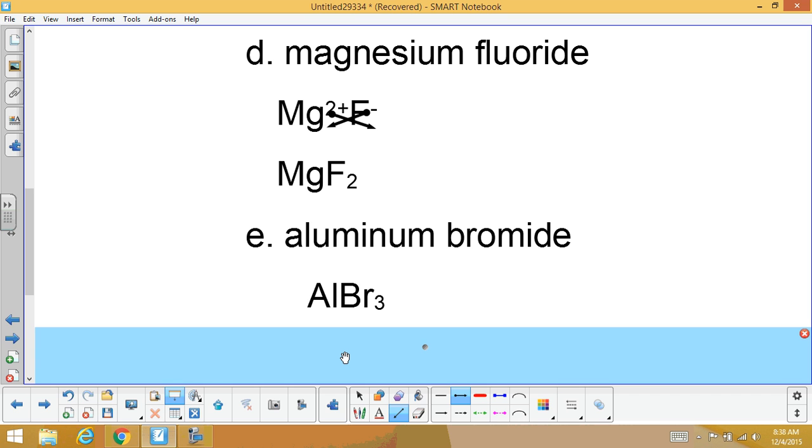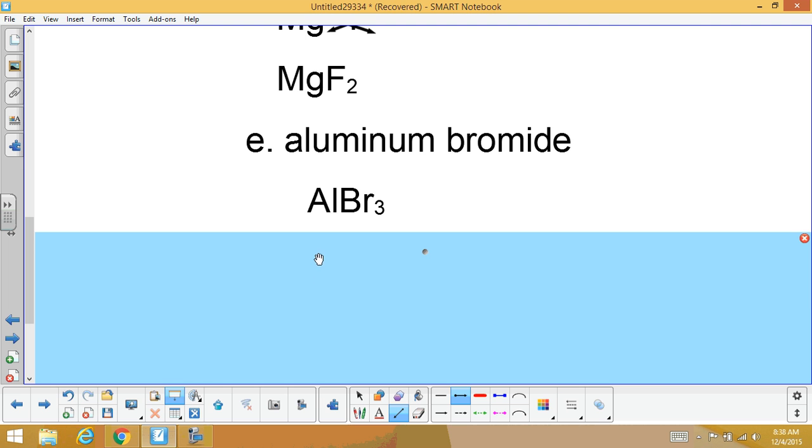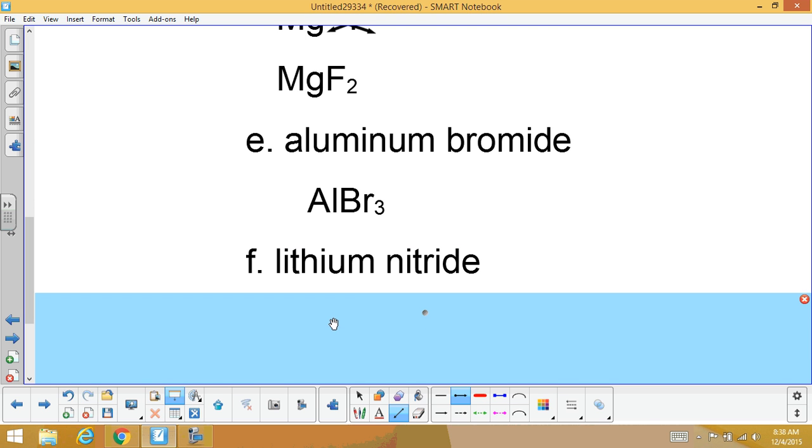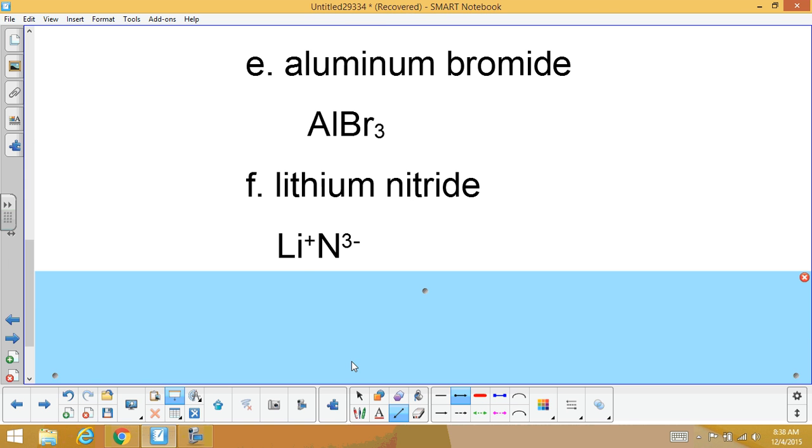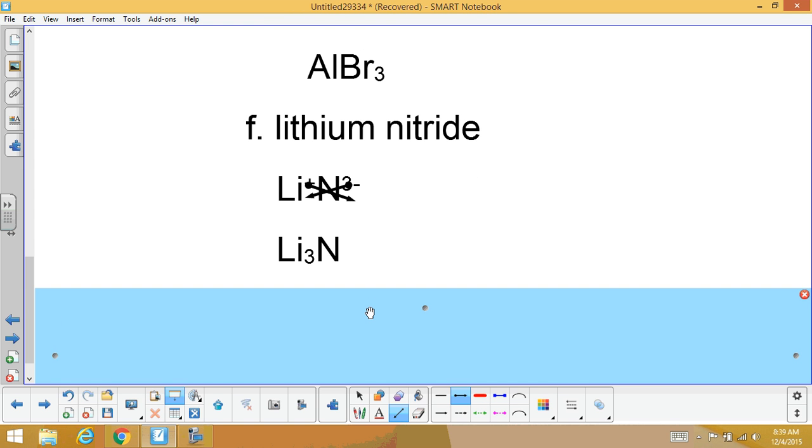E, aluminum bromide is AlBr3 after we've done the switches. So that's the final answer for E, AlBr3. The final one we're going to do today is lithium nitride. Lithium nitride has the initial charges of Li 1 plus, N 3 minus, cross them over, and we finally end up with the answer of Li3N.